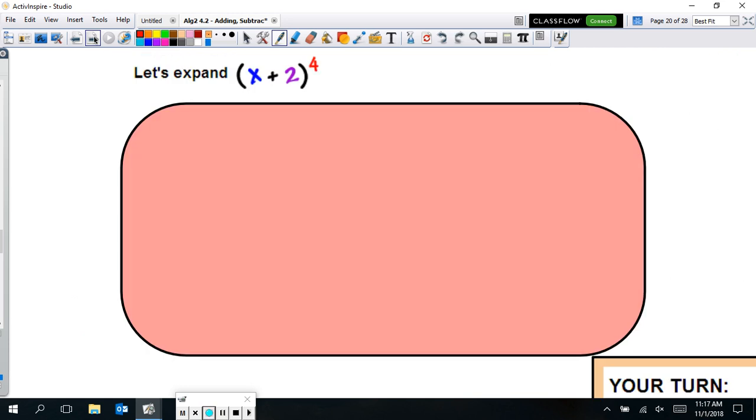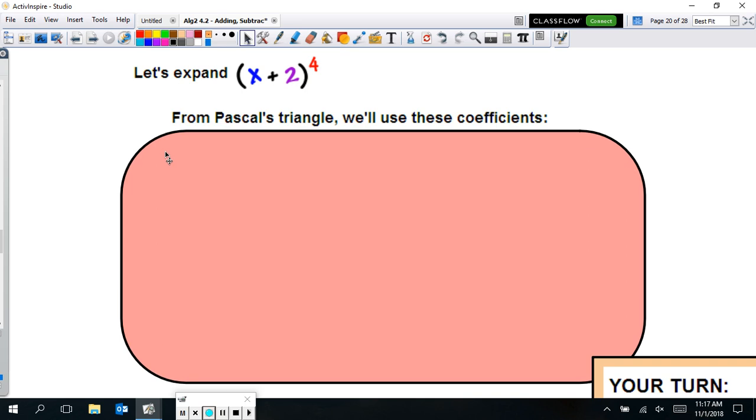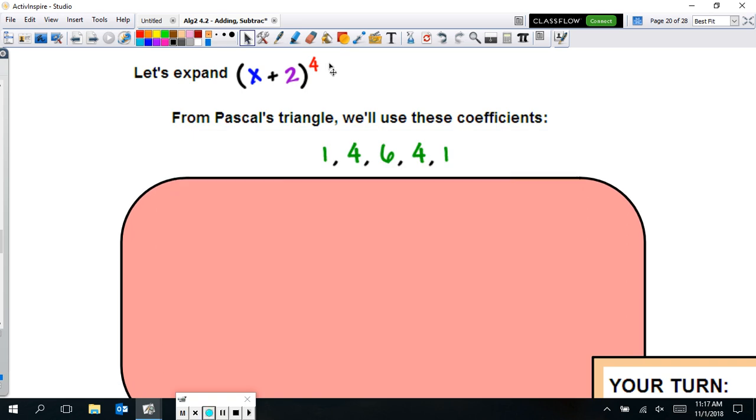So let's see how we work this out. If we wanted to expand this one here, we could do that. Just go ahead and watch this. We first need to know what the Pascal numbers are going to be. That's these 5 numbers from the triangle: 1, 4, 6, 4, 1.